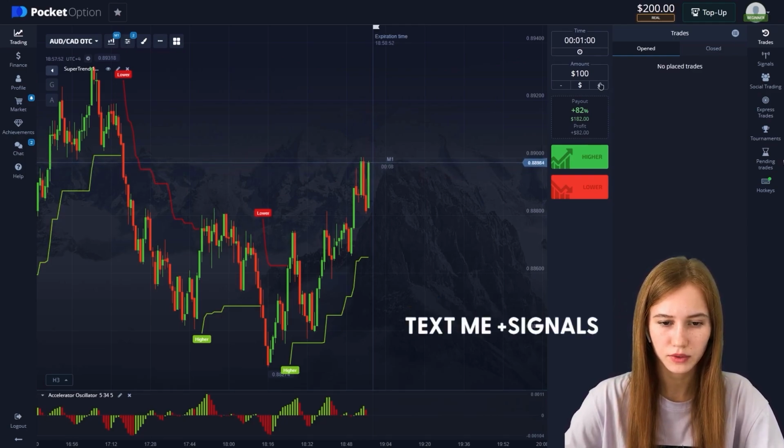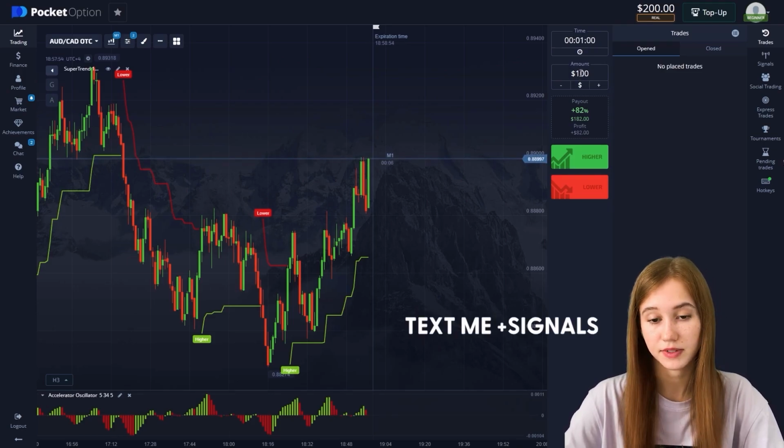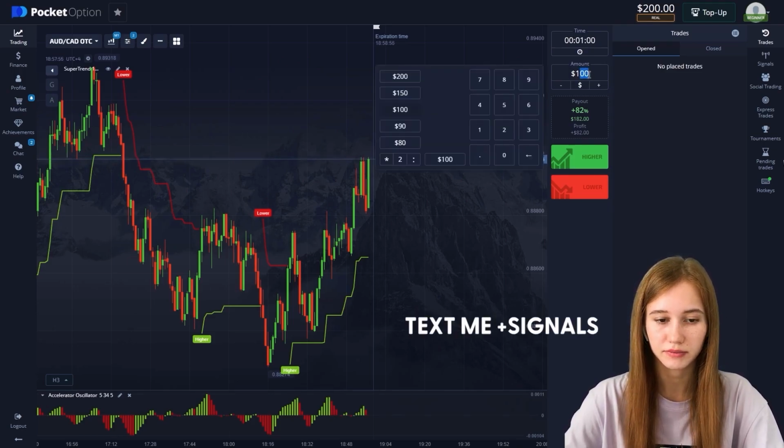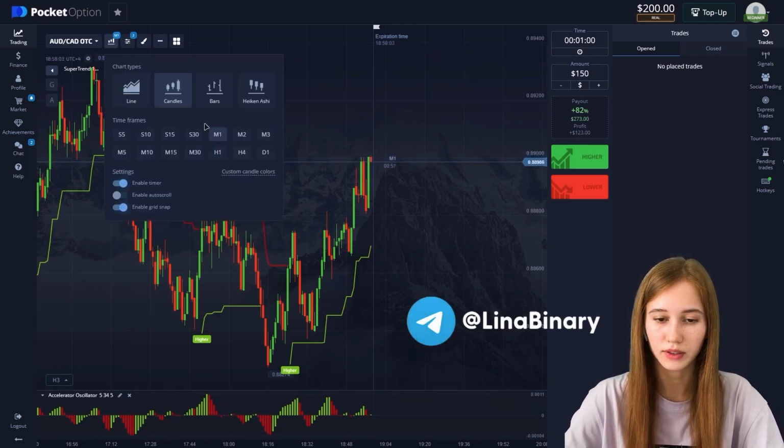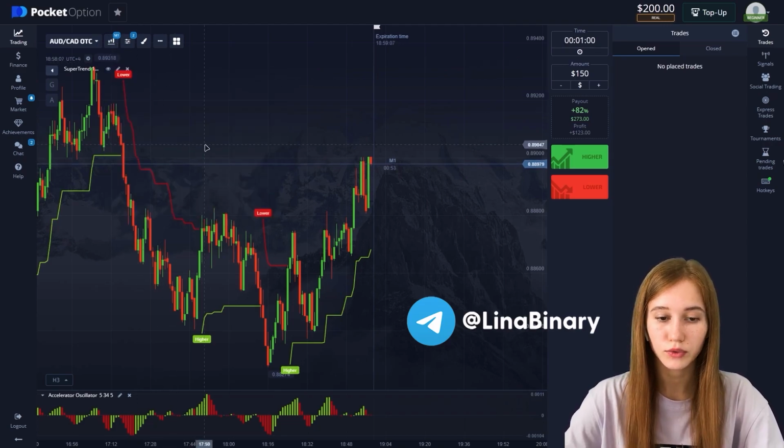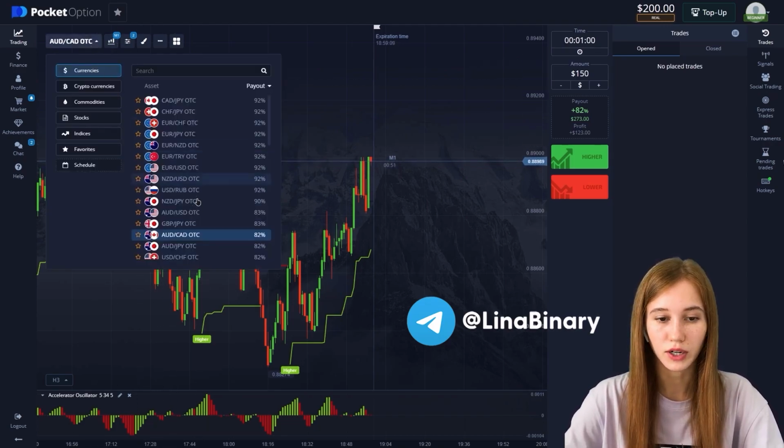And also, let's set up our retail space. Let's start with the fact that our trades today will be $150. So we'll have minute deals, time minutes. Therefore, these settings include the minute time frame and candles.